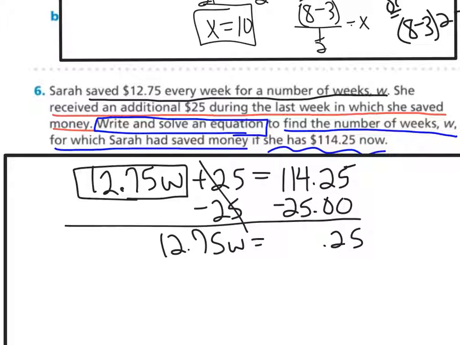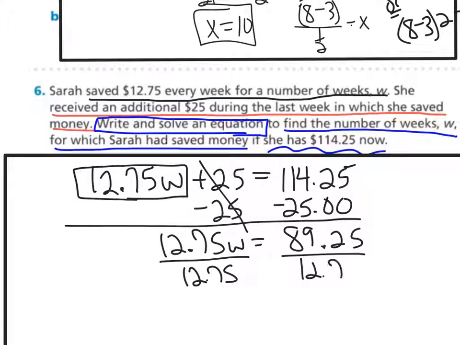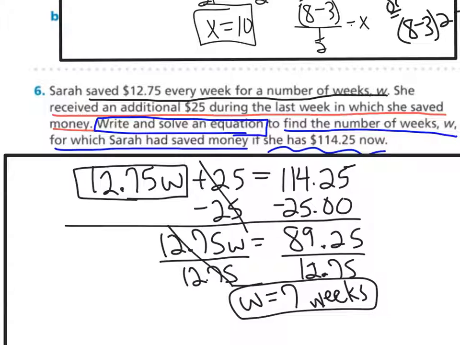And when you subtract those, so that'd be 12.75 W equals 89.25. And then at that point they are multiplying, so we would need to divide by the $12.75. And when you divide that out, you should get 7. Which means she saved for 7 weeks.